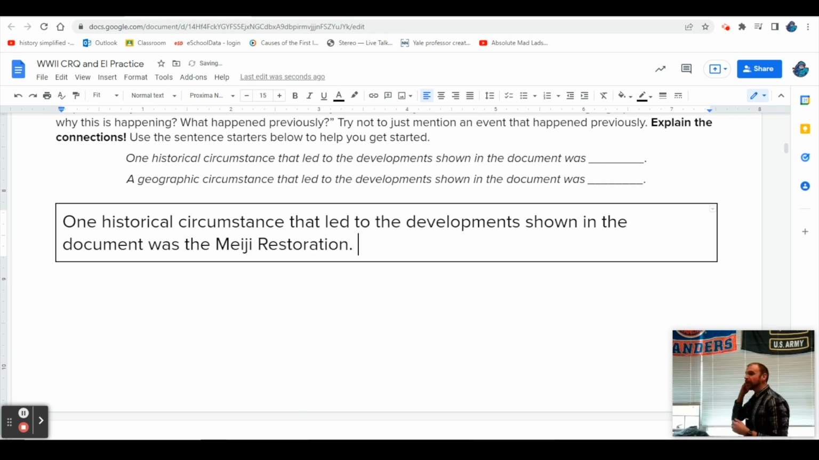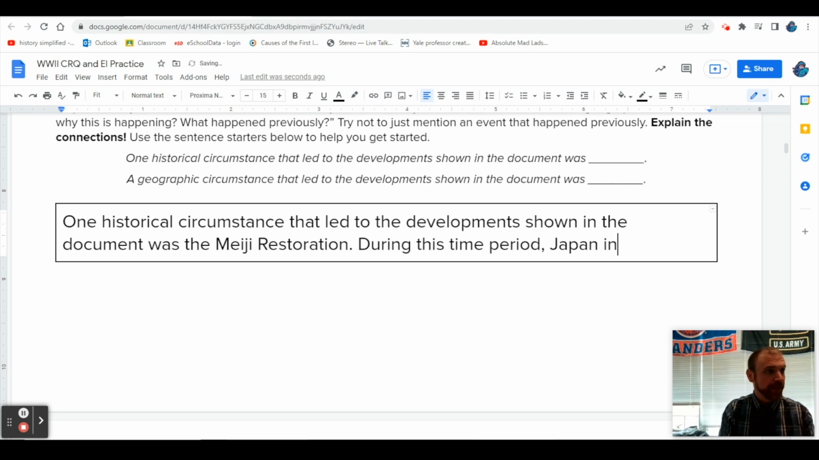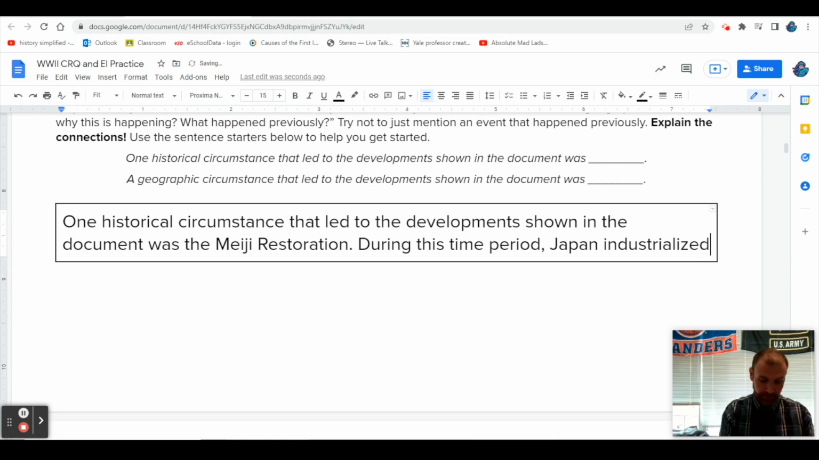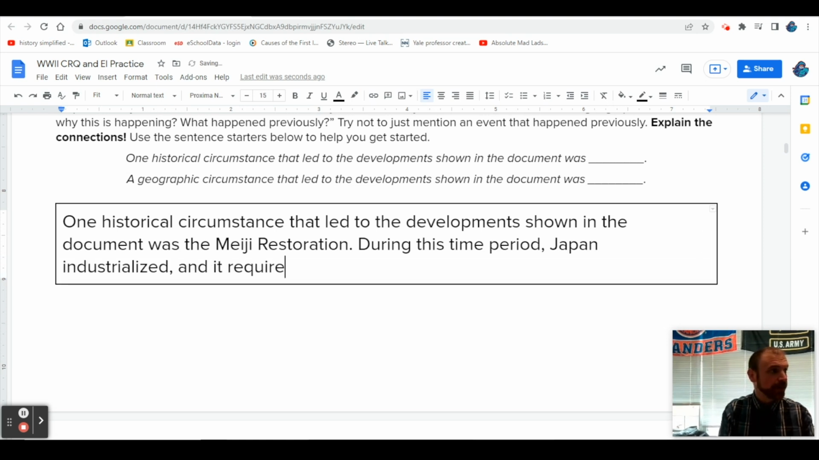Okay, this is really not enough though. You want to make some kind of connection between that event and what's shown on the map, right? So I'm just going to simply summarize. I'm going to say during this event in Japanese history, they industrialized and therefore they required natural resources. It's very simple, right? During this time period, Japan industrialized and it required natural resources in order to power its factories.